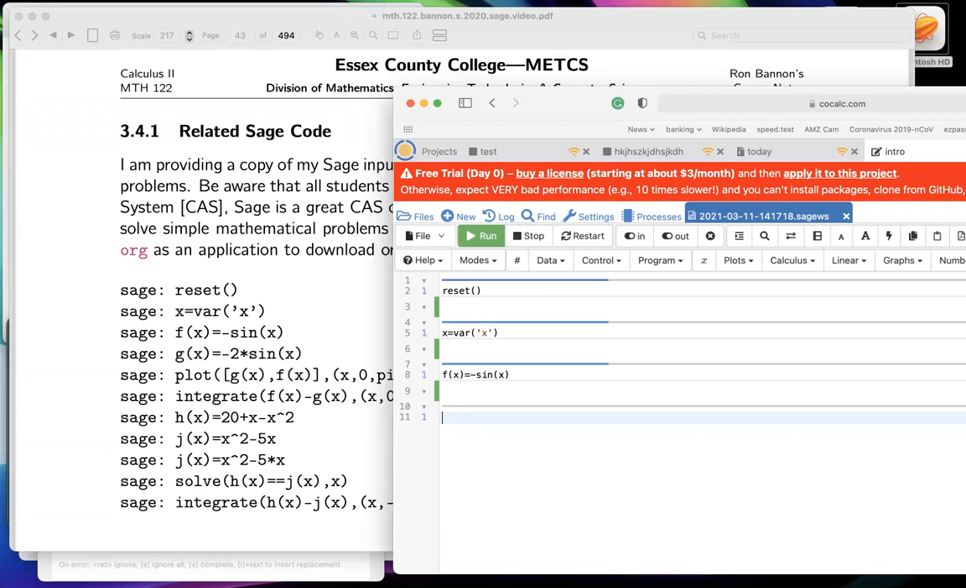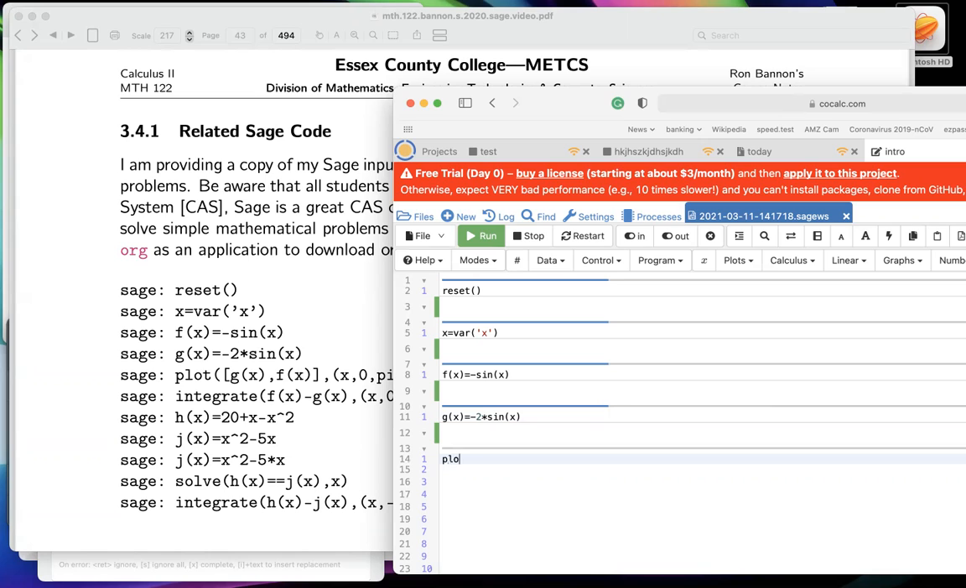Now someone's going to keep saying, what's that reset doing? It's giving me a clean slate to work on. It's like a clean sheet of paper. All right, I'm going to do g of x now. And what's g of x? Well, it's minus 2 star sine x, shift return. All right. So what have I done so far? I've defined a variable x, I've defined a function f, and I defined a function g.